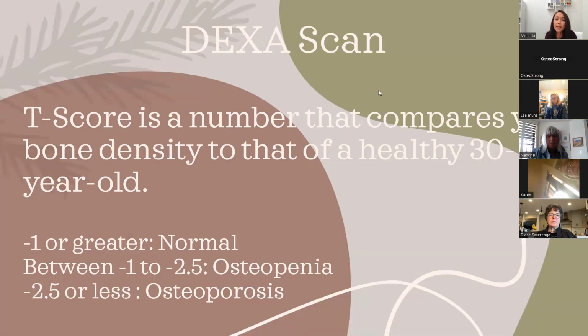And then I wanted to talk about the DEXA scan. So the DEXA scan is our way of measuring bone mineral density. It's not our only way of measuring bone quality, but it's the most commonly used. And the DEXA scan gives us a T-score, which is a number that compares your bone density to that of a healthy 30-year-old. A T-score of -1 or greater is considered normal. Between -1 and -2.5 is osteopenia, and -2.5 or less is considered osteoporosis.